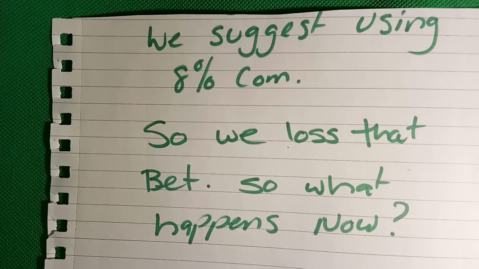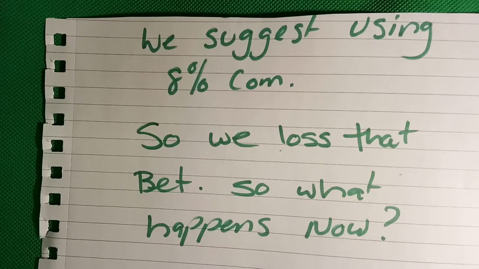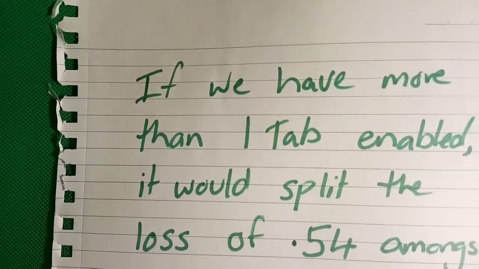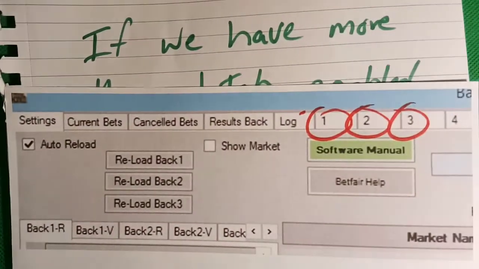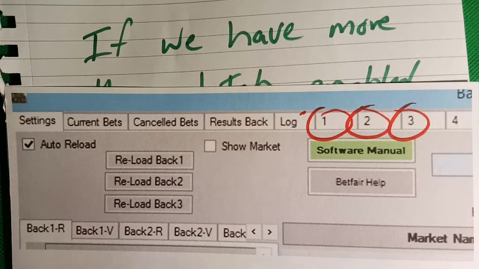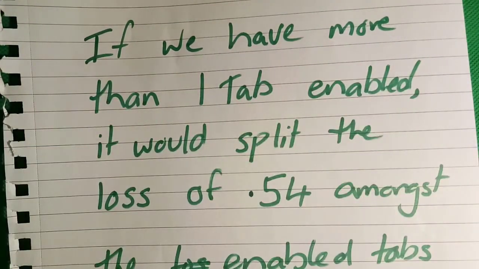Okay, so as you can see, we lose that bet. So what happens now after a losing bet? You know what happens in a winning bet, we'd win our £1 target. But in a losing bet, if we have more than one tab enabled, now what do we mean by one tab? The tabs at the top of the bot, as you can see there I've circled, they are actually our staking tabs, and there's 1 to 20. But for this example, just say we're using 3 tabs that are enabled. Well, what would happen in that case is the loss of 54p would be split amongst the enabled tabs.